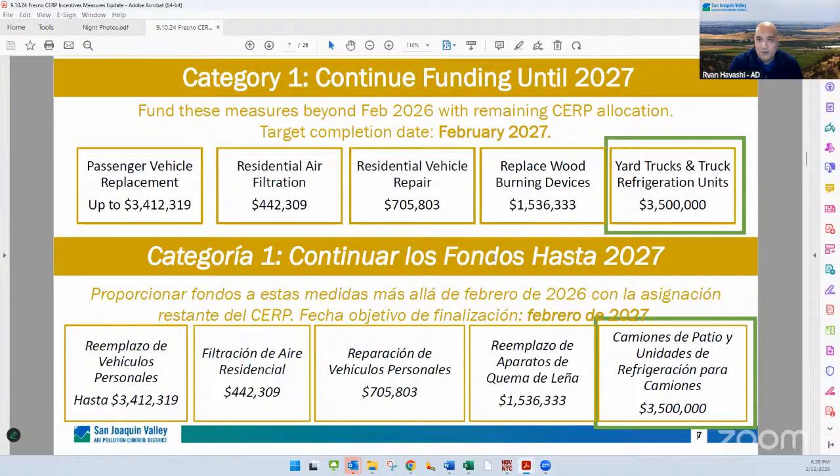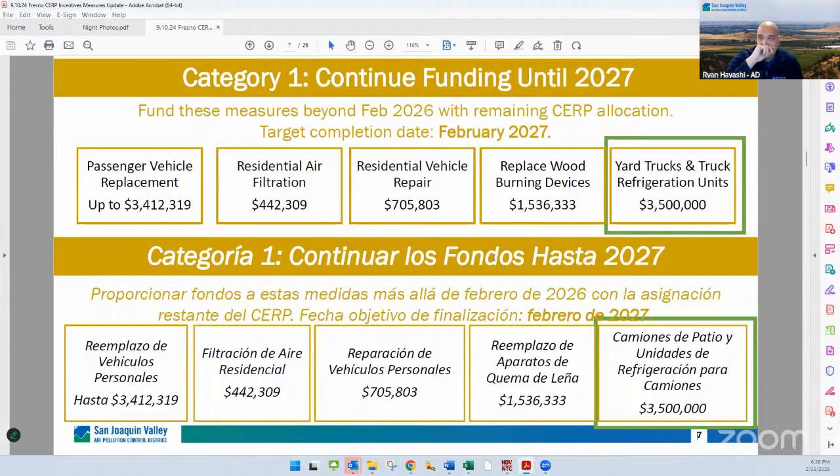into new vehicles. Residential air filtration, we're right about 558,000 so far that we've been able to purchase and get new devices in people's homes, which is exciting because it's a great mitigation measure in reducing air pollution within people's homes. Residential vehicle repair, we still have about $700,000 left. Wood burning devices, we have 1.5 million left.